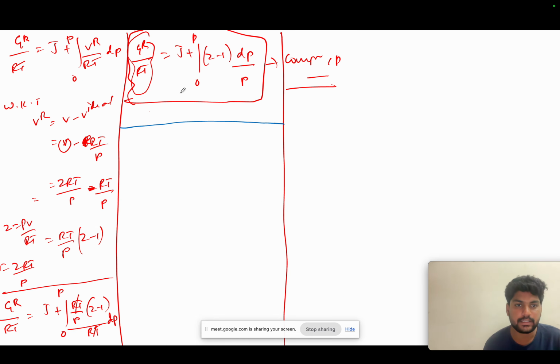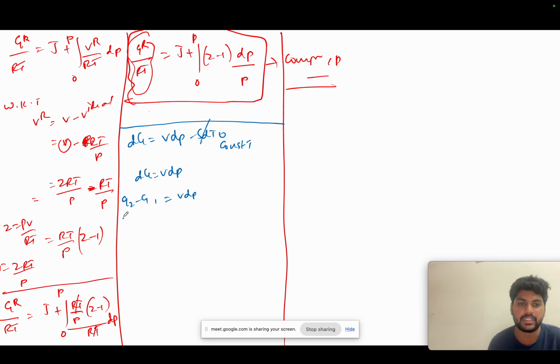In the previous classes, we know that dG equals VdP minus SdT. If the temperature is constant, this term gets cancelled, so dG equals VdP. So G2 minus G1 equals the integral of VdP. G is a function of P comma T, because we are differentiating G with P and T, and we kept T constant, so it will be G of P2 comma T minus G of P1 comma T equals the integral of VdP.